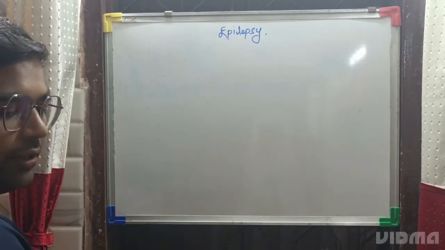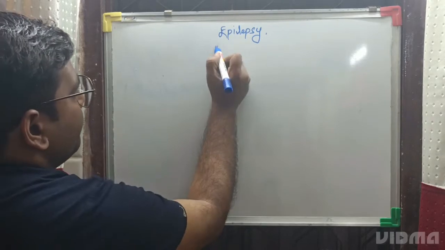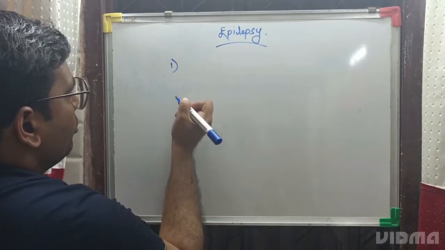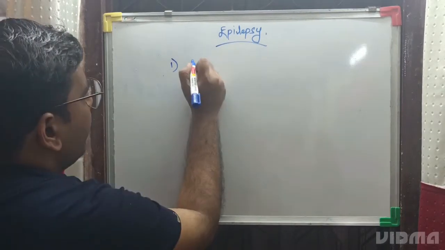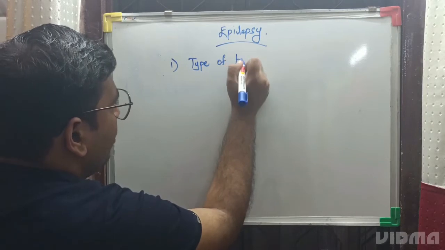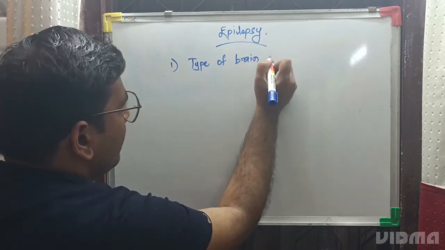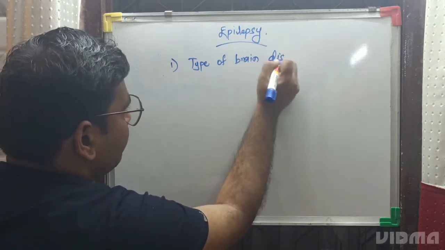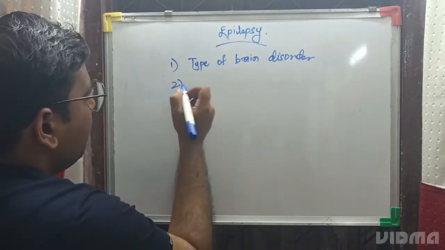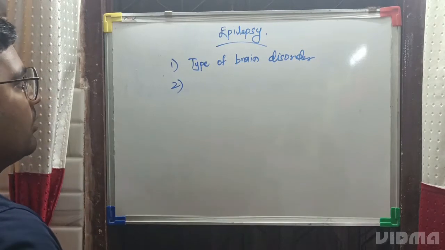Hi friends, today we will be discussing epilepsy. So what is epilepsy? Epilepsy is a type of brain disorder. First we have to consider that it is a type of brain disorder in which the person is having repeated seizures.